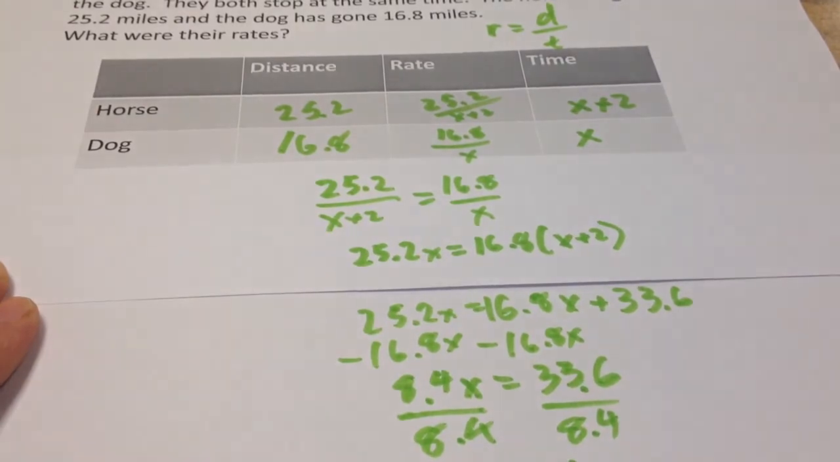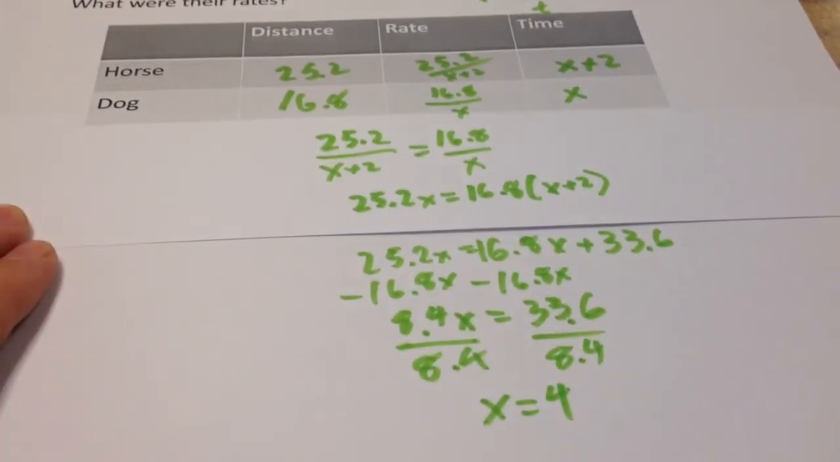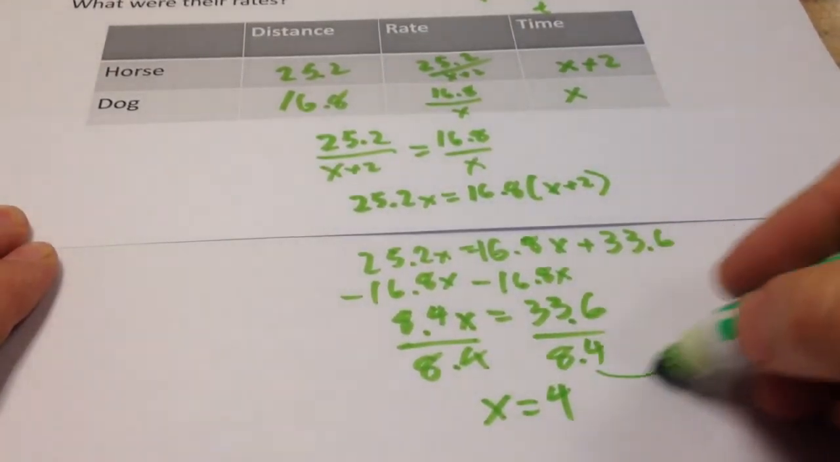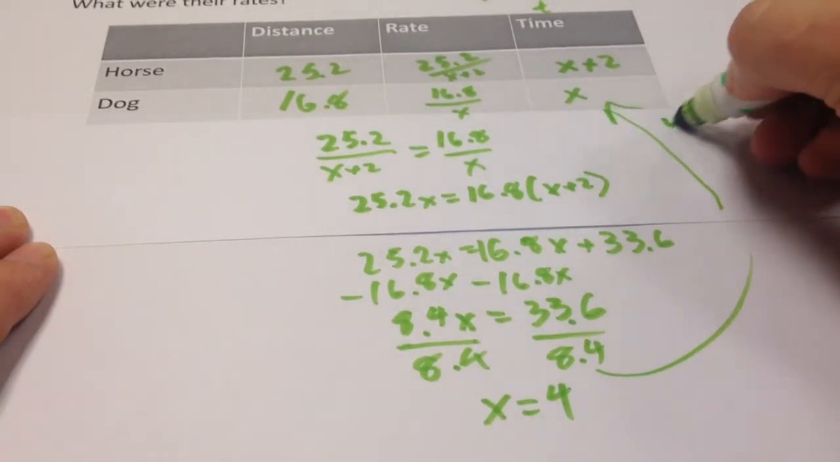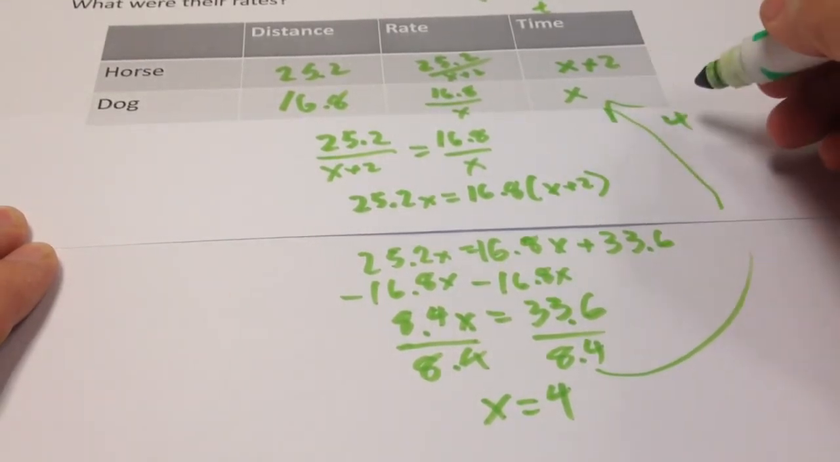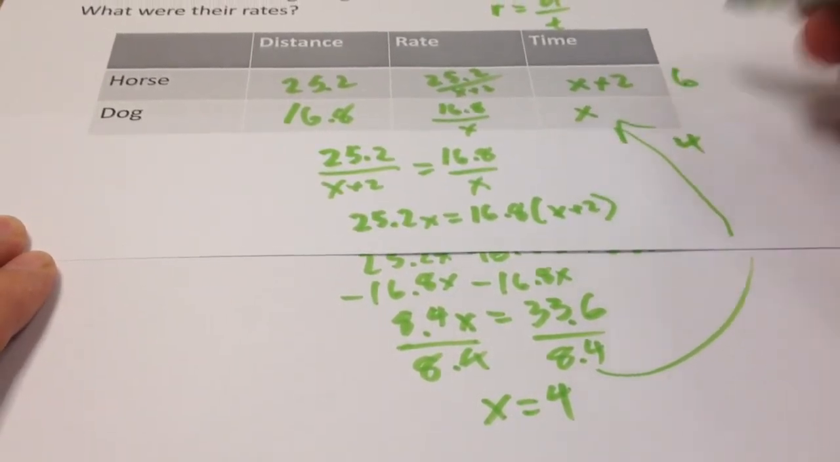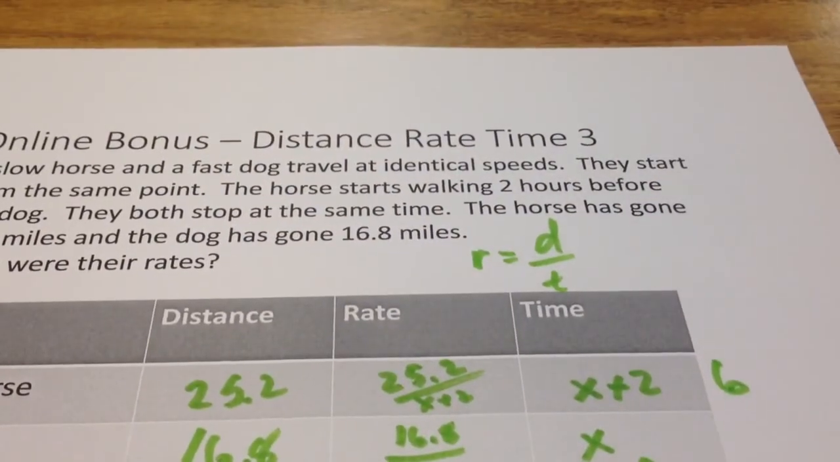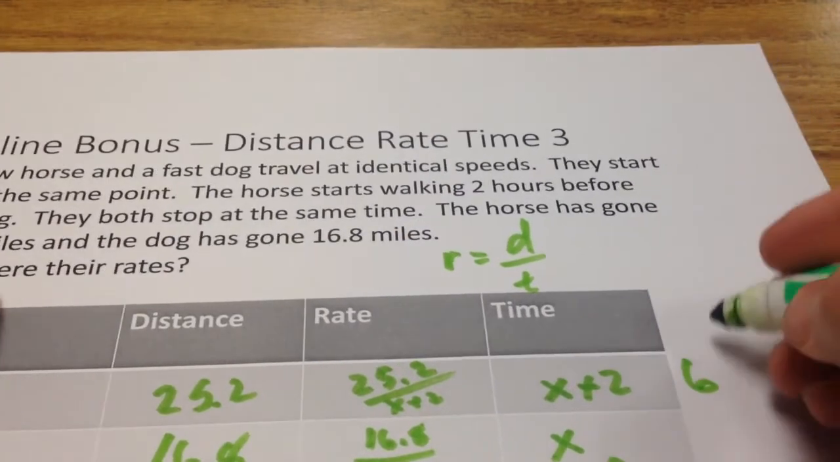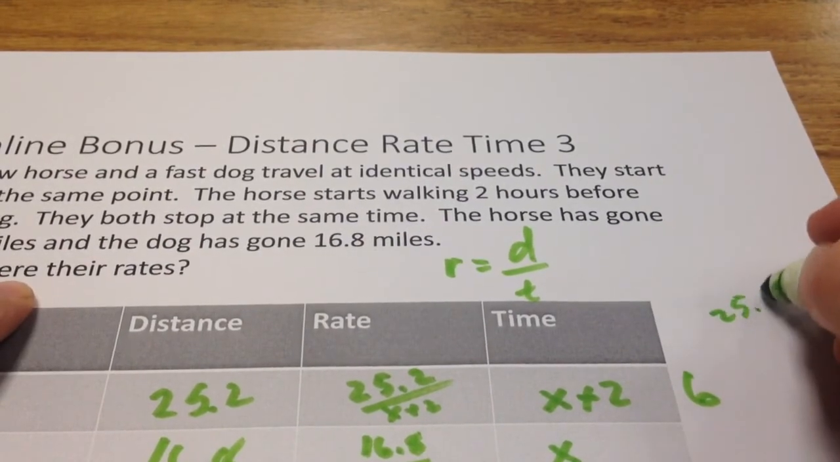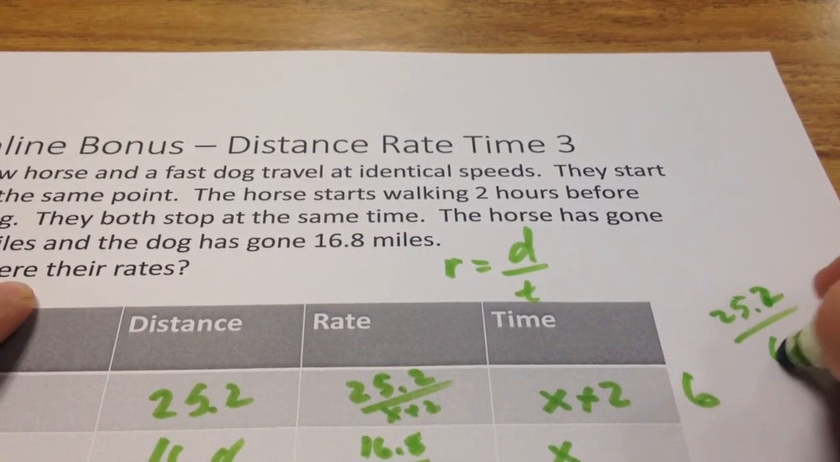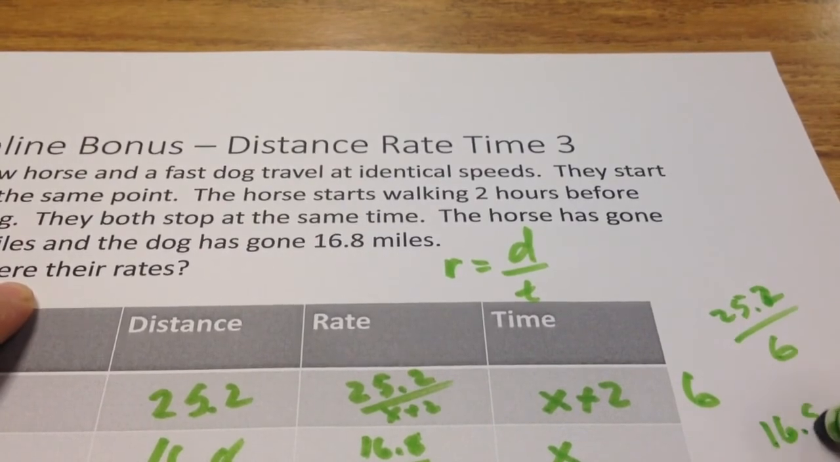Or sorry, get x equals 4 down here, which is, the dog's speed is 4, not speed, time is 4, and the horse's is 6, and that wasn't the question. The question was, what is the rate of each? So if I do 25.2 divided by 6, or 16.8 divided by 4, they should give me the same number, and they do. They are both walking at 4.2.